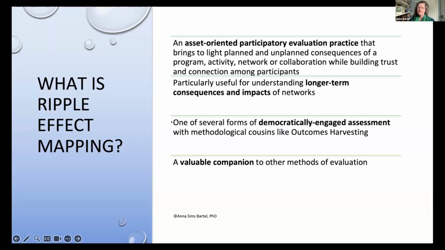I also like to add that we consider it one of several forms of democratically engaged assessment. This is a set of approaches, a way to think about assessment that I co-authored with a handful of friends and colleagues. And we focused in particular on some of the methodological cousins to ripple effects mapping, like outcomes harvesting. Really importantly, ripple effects mapping, I'm going to start calling it REM because I'm going to start tripping over the three words.